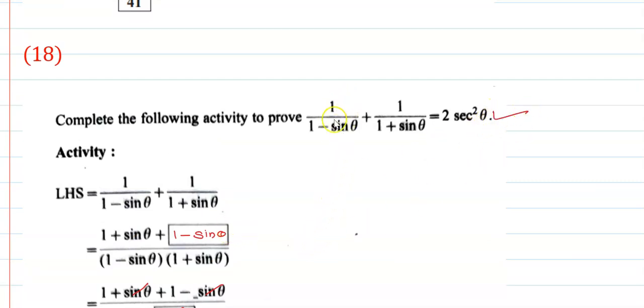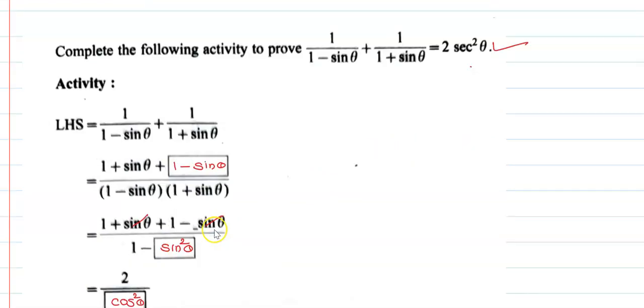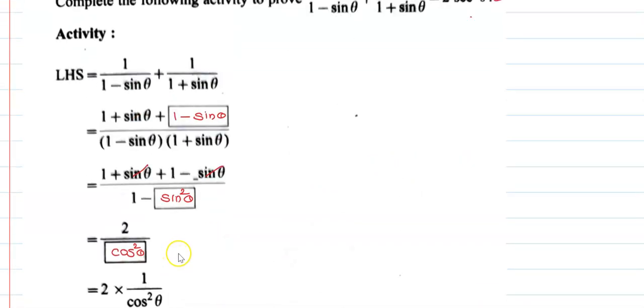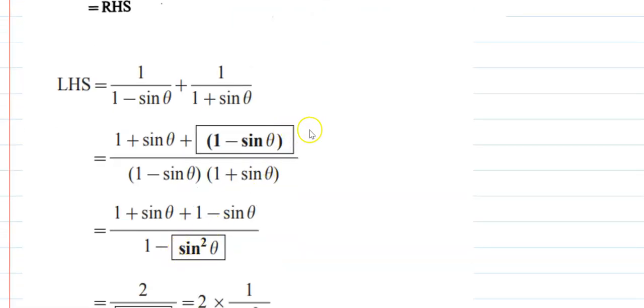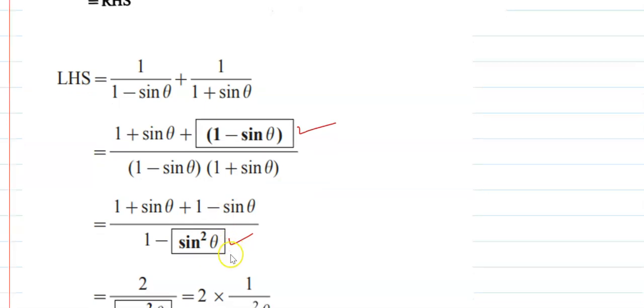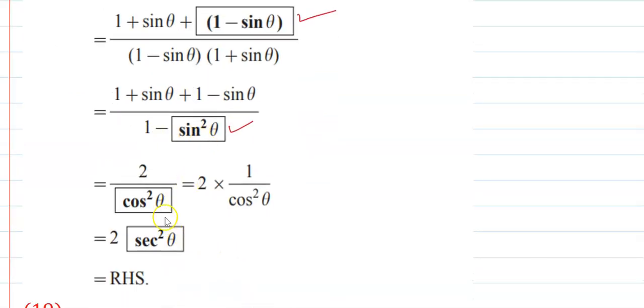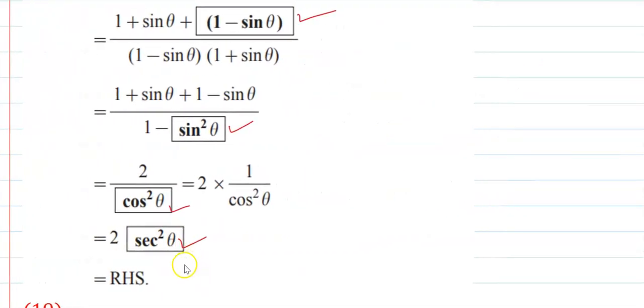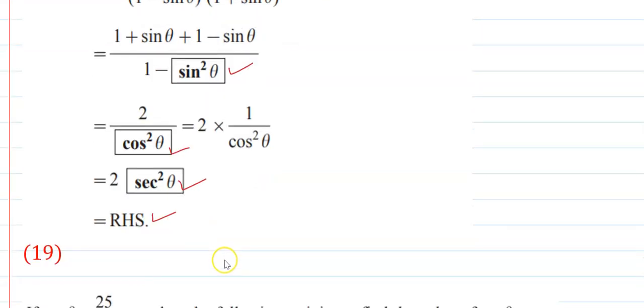Okay. 1 upon 1 minus sin theta plus 1 upon 1 plus sin theta is equal to 2 sec square theta. हे या activity ने आपण काय प्रूव्ह केलेलं. Okay. Now the next, पुढे तुम्ही ते क्रॉस मल्टिप्लिकेशन, डिनोमिनेटरचा दोघांचा product. 1 minus sin square theta means what? Cos square theta. 1 upon cos square is nothing but the sec square theta. That is equal to RHS.